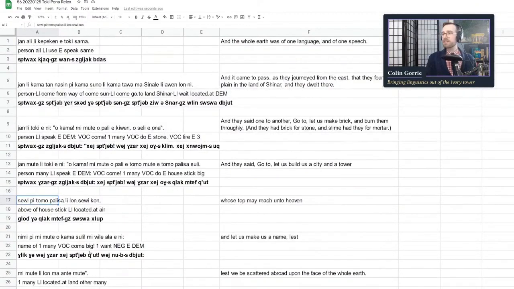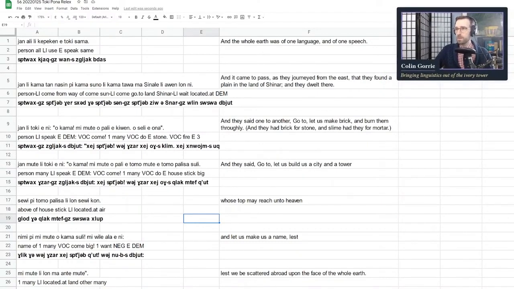Why don't I read it out first, just so that we can get into the swing of things. So this is the Tower of Babel story, if you're not familiar. We have the English on the right-hand side. Directions are a thing that I understand very well. Let's move my camera so you can see everything. There we go. Okay.